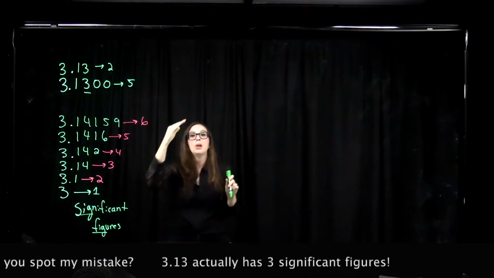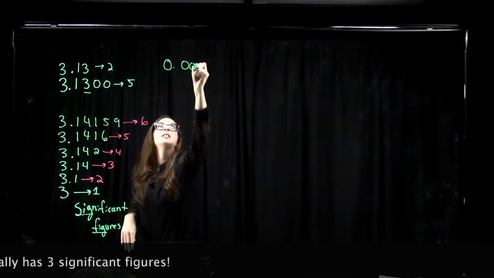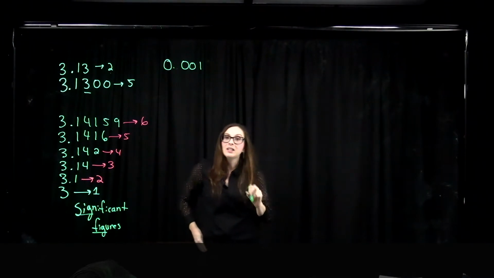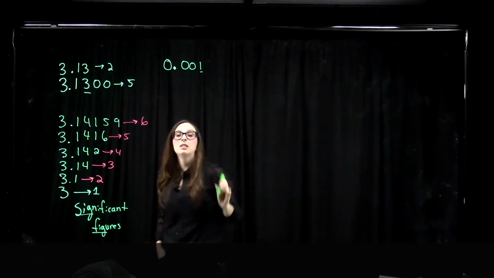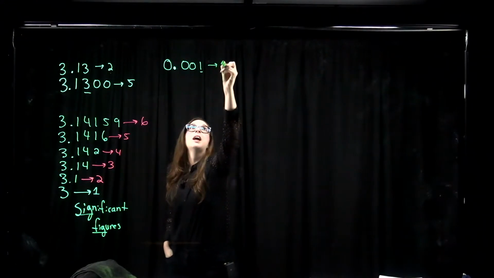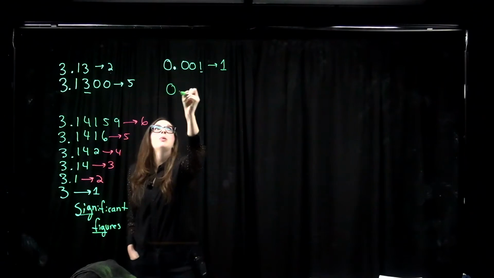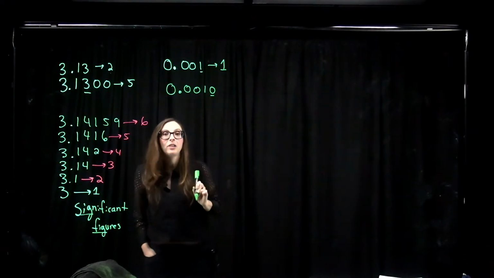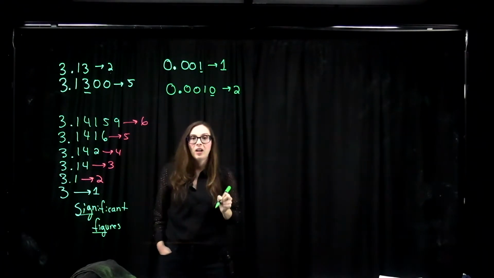So let's think about numbers that are smaller than 1. Let's say I have this number 0.001. There's only one non-zero digit. Okay. All of these zeros in front of that non-zero digit here are not significant. And so this number only has one significant figure. Now if I had 0.0010, I'm reporting an extra digit here. This number has 2 significant figures.